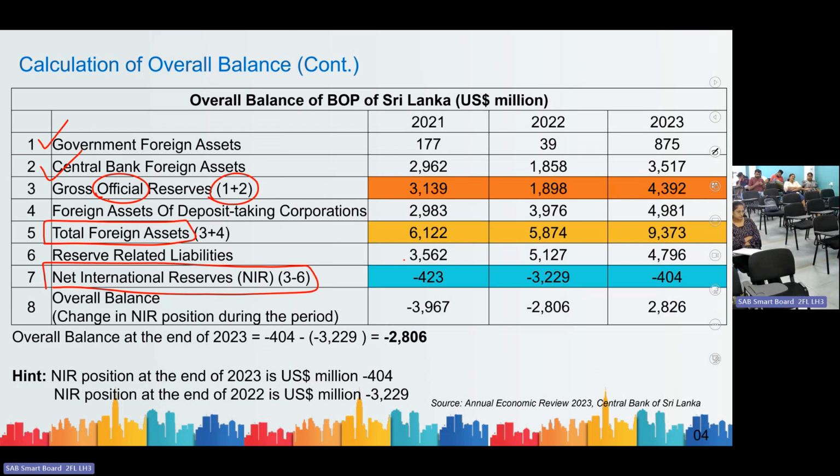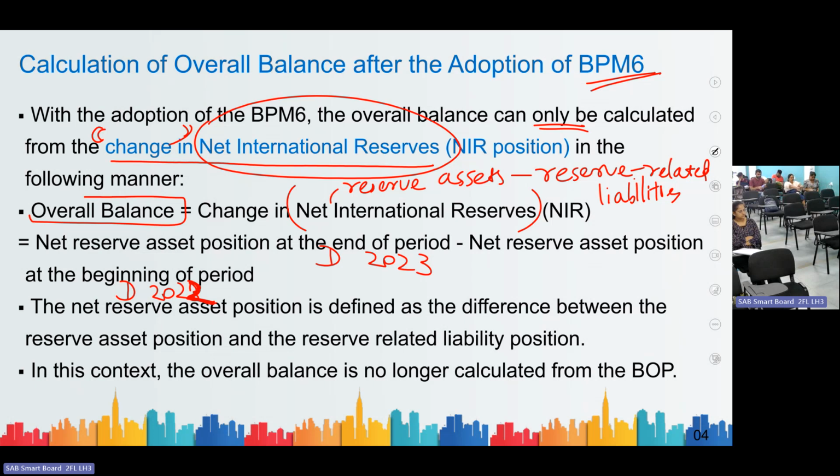To calculate net international reserves, we don't consider the foreign assets of deposit-taking corporations. So net international reserve is only about the government side, the official side. So net international reserve is 3 minus 6. 3 is gross official reserves, 6 is reserve-related liabilities. That difference is called net international reserves. And the overall balance is what? Overall balance we defined earlier: the change in net international reserve from one period to the other.